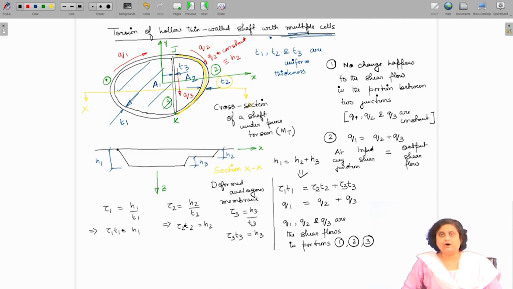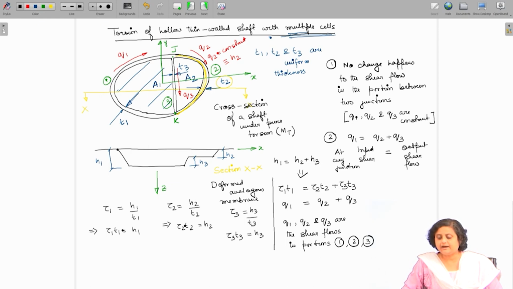Therefore, it is convenient to imagine shear flow as a fluid flow, and we know that at any junction between pipes, the input fluid flow has to be equal to the net output fluid flow from the junction.